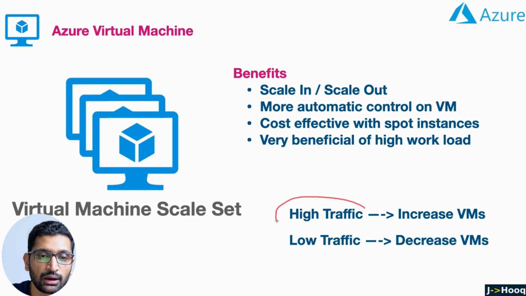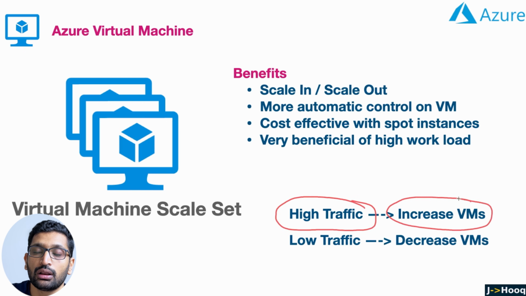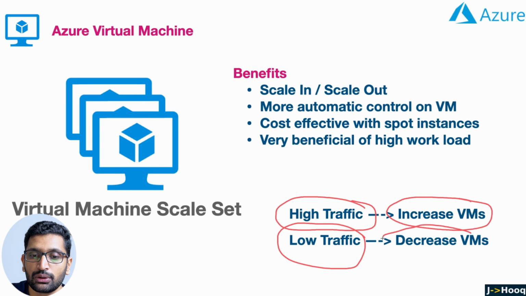So when you are having high traffic coming to your virtual machine, you would like to increase your number of virtual machines so that you can cater to the incoming requests which are coming to consume your application services. On the other hand, there might be a scenario where you don't have much traffic, and in that case you want to reduce the number of virtual machines. So I'm talking about this particular scenario also, so that we don't need that many virtual machines, and we have the ability to decrease the number of virtual machines running in the Azure cloud.